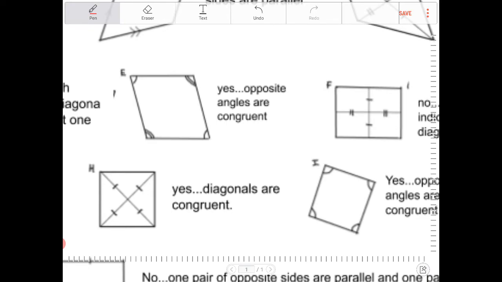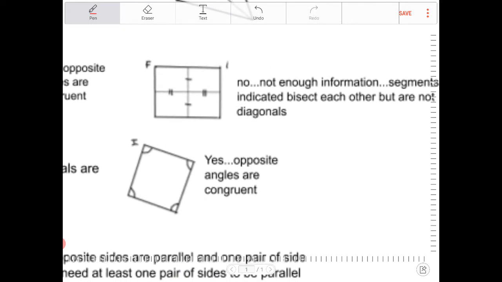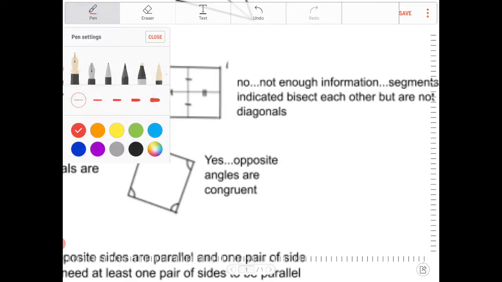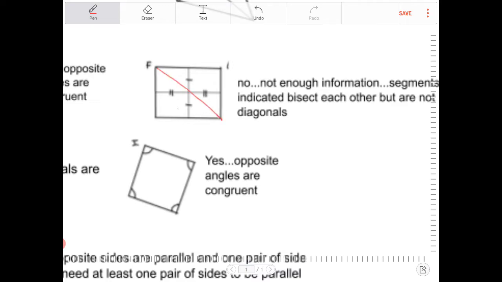So anyway, question letter E. We have opposite angles are congruent. So yes, this most definitely is a parallelogram because this is just reading directly off of the properties list. Here we have segments within the quadrilateral that are bisecting one another, and don't be fooled by this. These are not diagonals. The lines that I'm drawing right now, those are diagonals. And if those lines in red were bisecting one another, then we could say for sure that this would be a parallelogram. But because of this, we don't really know for sure.